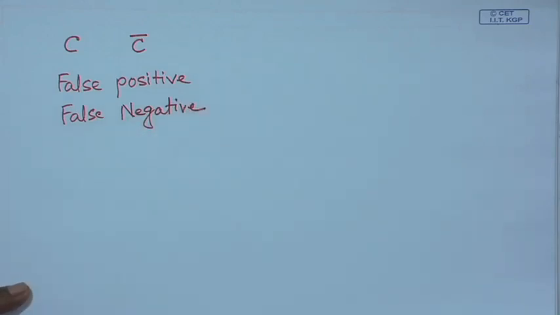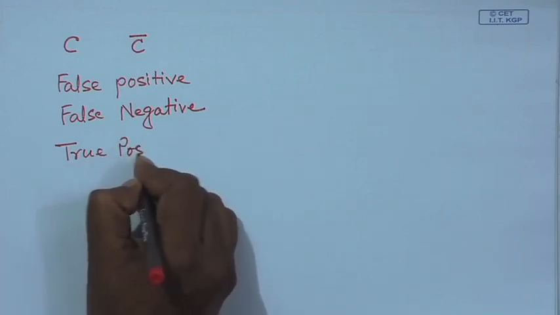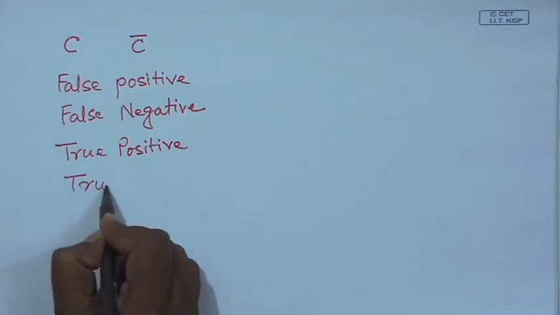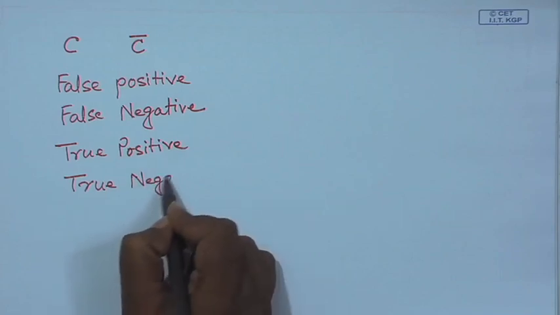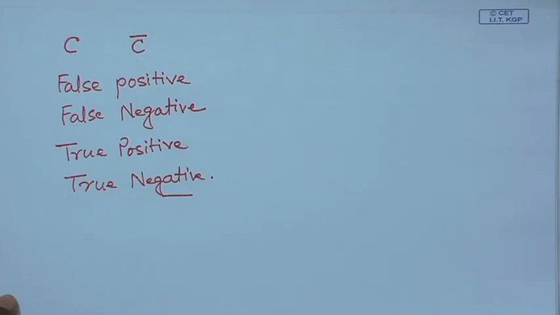Okay. And there are correct classification cases when a sample actually belongs to class C and it has been classified to belong to class C, which is called true positive. And a case when a sample actually belongs to class C complement and it has been classified to belong to class C complement is known as true negative. So, I have true positive case, I have true negative case. These are the different cases that I can have.